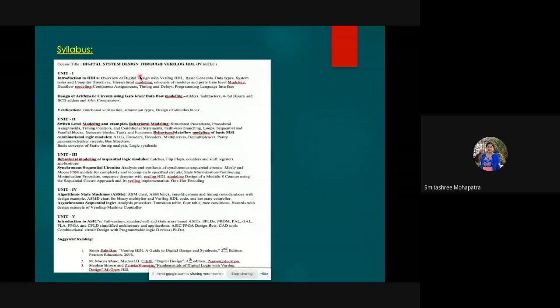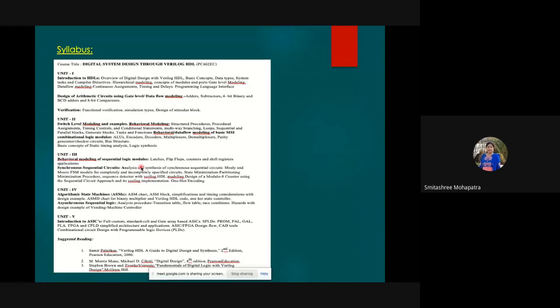And with that, along with my notes, you will gain good knowledge about your subject, which is called digital system design through Verilog HDL. So this is all about your syllabus.